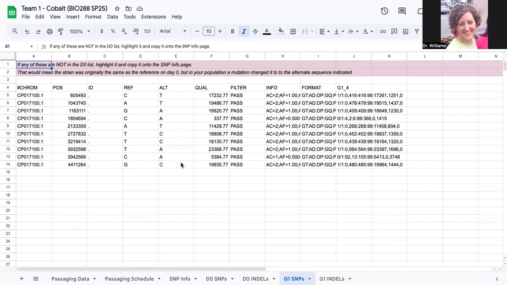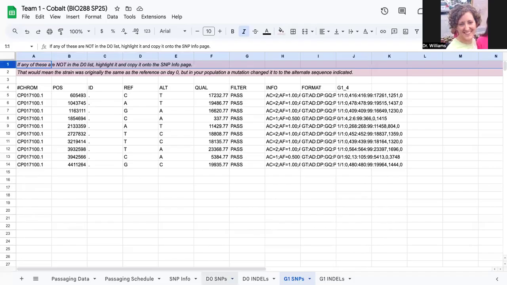Let's start with the easier one to understand. So this is group 1's SNPs. So these are the SNPs in their final population. So if any of these are not in the day 0 list, highlight it and copy it to the SNP info page. Okay, why would that be the one we're looking for?